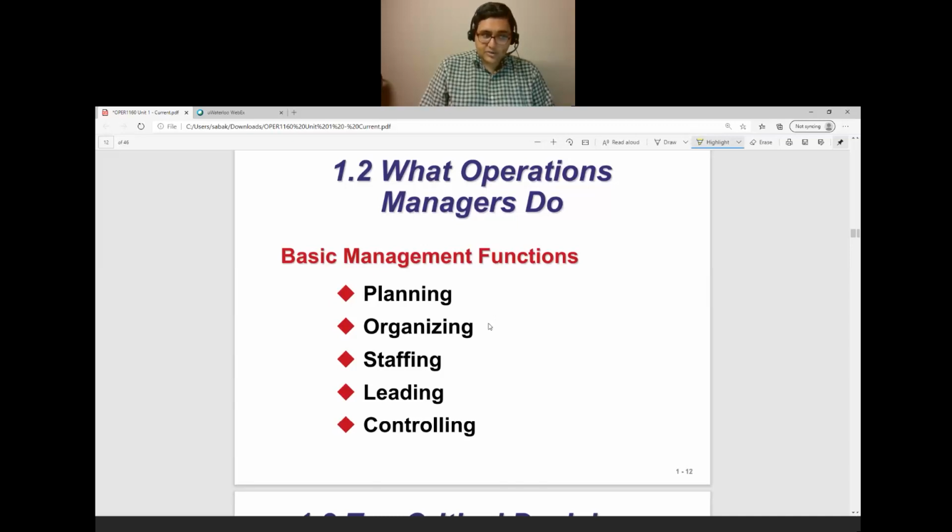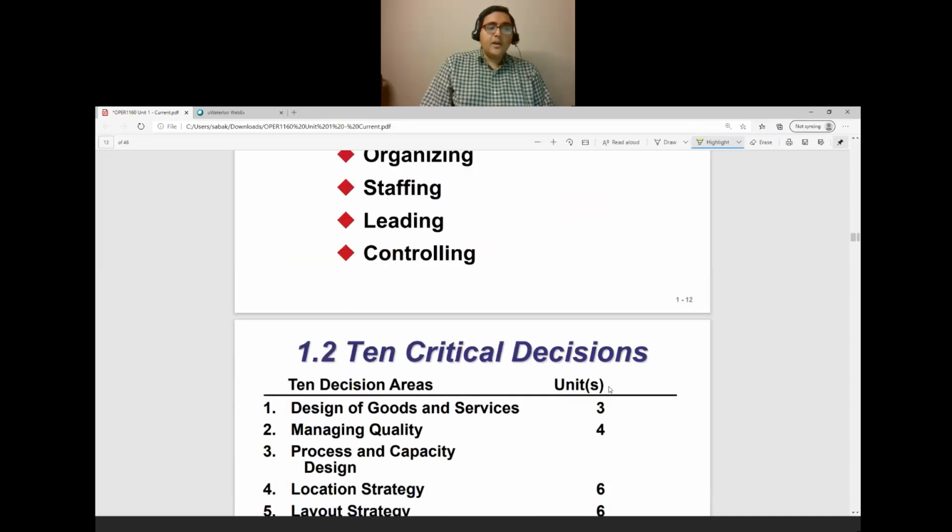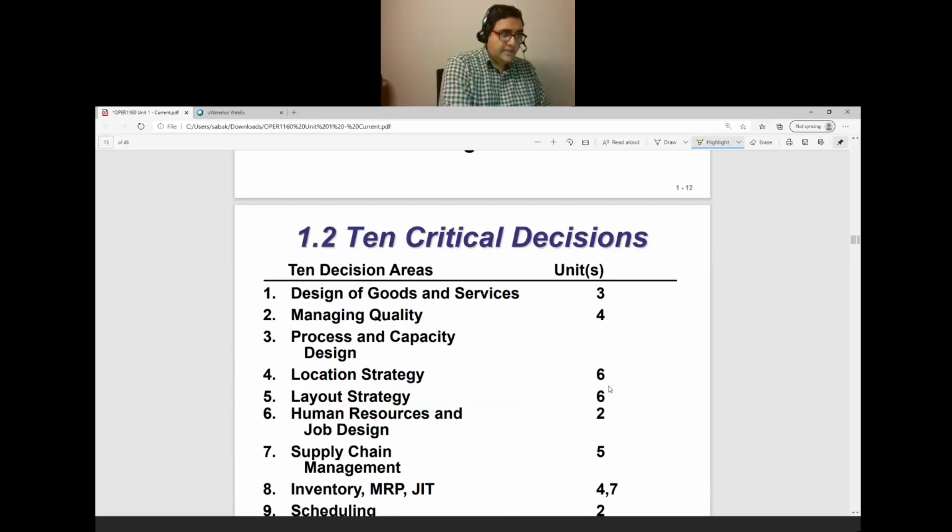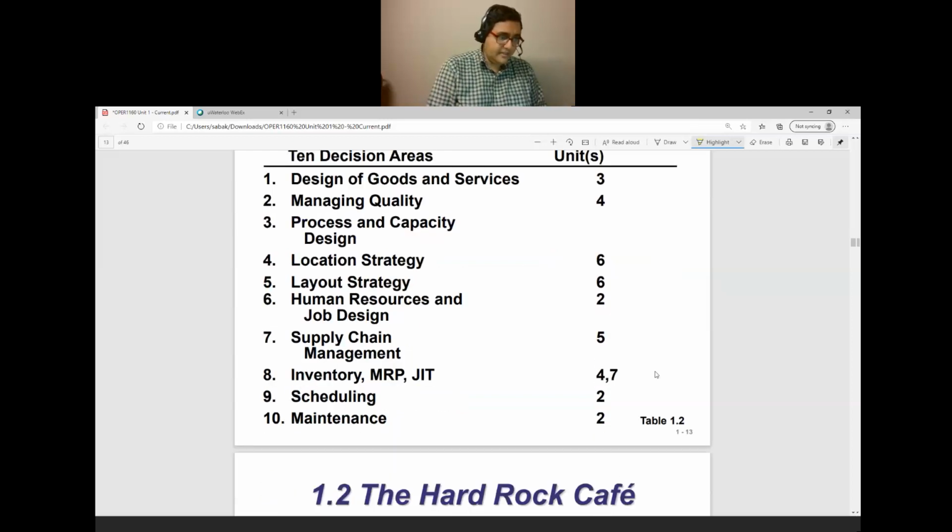Now, there is always a question on what are the different aspects that the operations managers focus on. The typical focus of any operations manager is planning, organizing, staffing, leading, and controlling. These are the different functions which an operations manager will be performing. We will be seeing this in detail in our subsequent lectures.